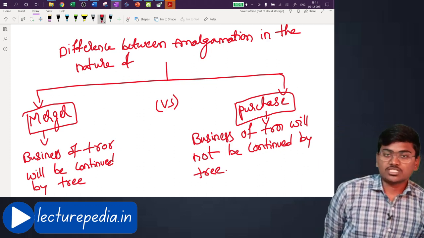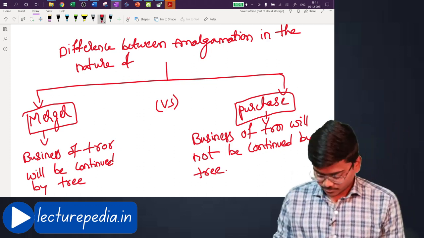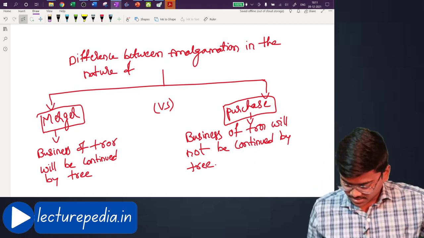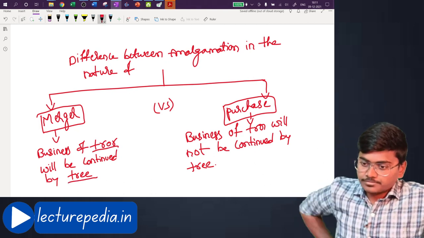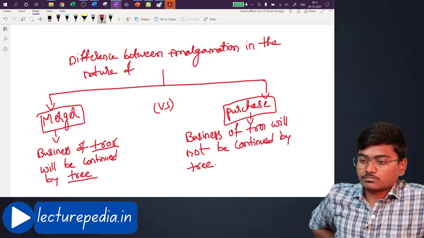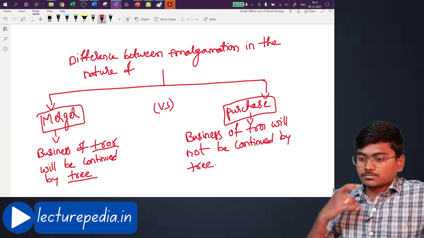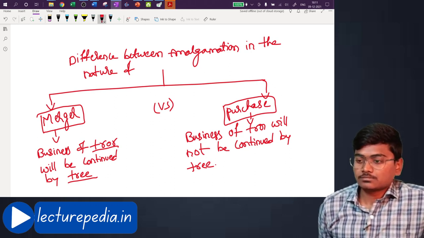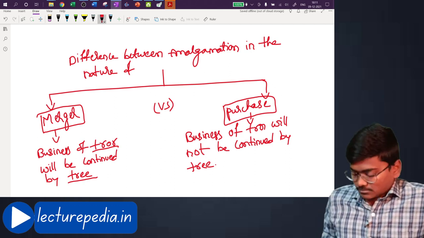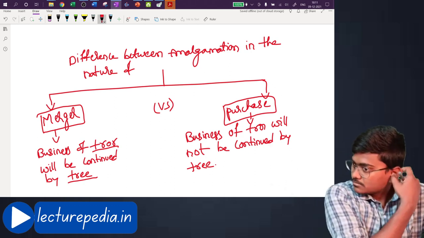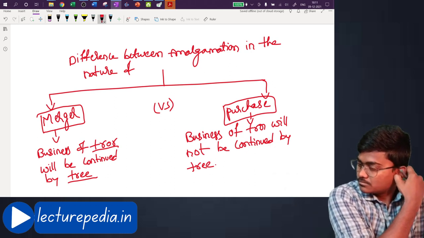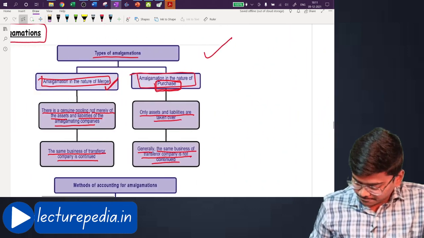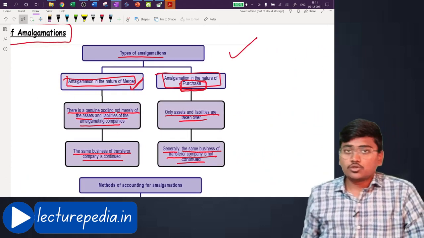If you want, you can note this down. This is transferor, this is transferee. Okay, hope you noted down. I'm moving into the concept. That is the two types of amalgamations.